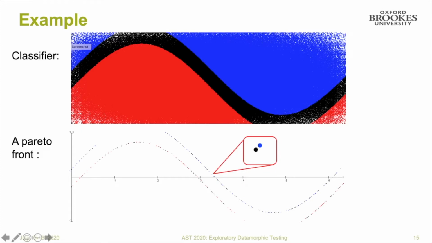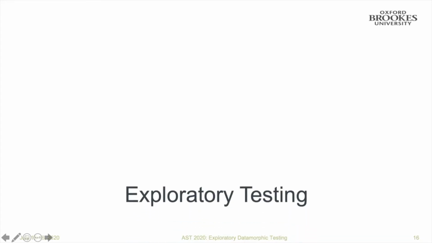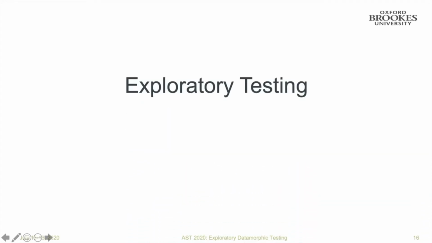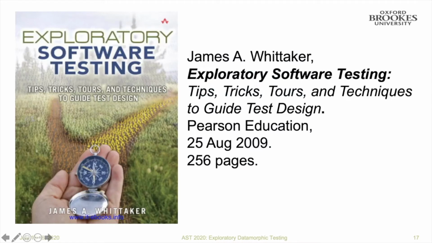Now the question is, given a classification system, how can we generate a Pareto front to test the software? The idea we borrow is the so-called exploratory testing. The idea has been around for quite a while. However, we believe James Whittaker is the first person who did a systematic study of the testing method. His work is in the context of testing GUI-based systems.